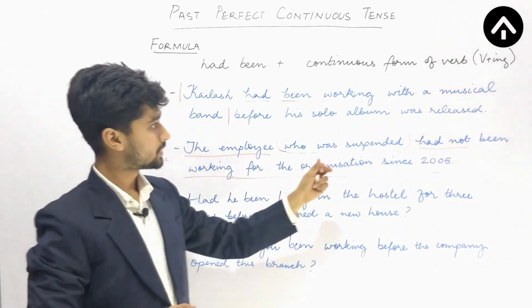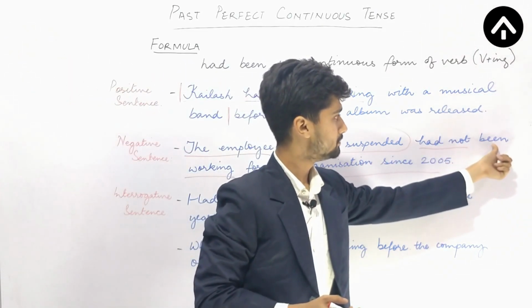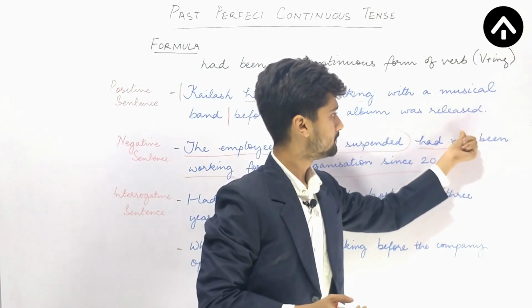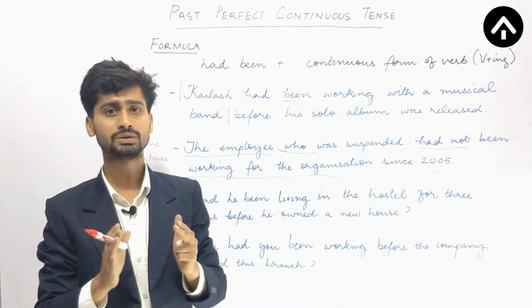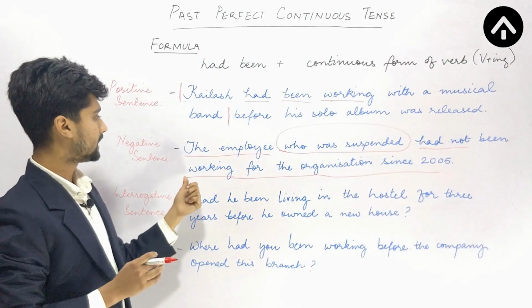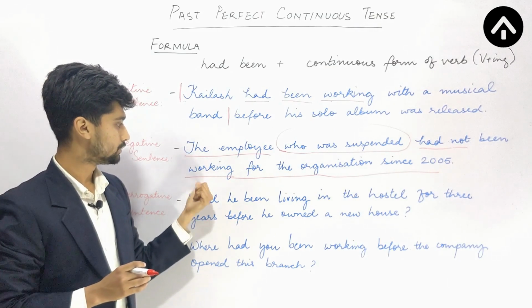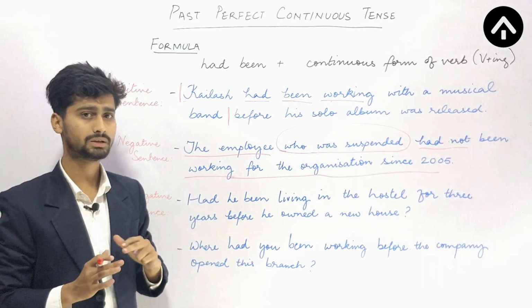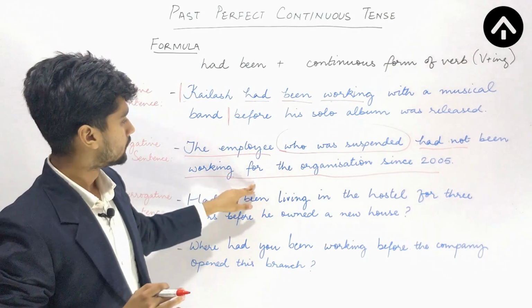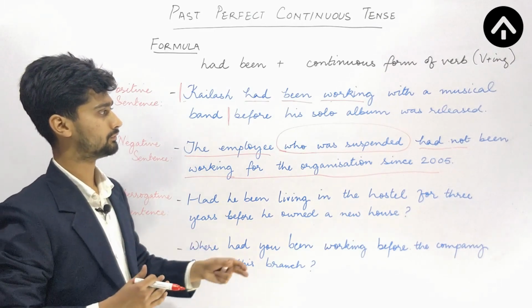So here again we are using had, and after had we are using not and then been. So the negative word will be used in between. In between what? Had and been. Had not been. And after that we used the ing form of the verb, working. So we did not use any other form but simply the continuous form. The employee who was suspended had not been working for the organization since 2005.